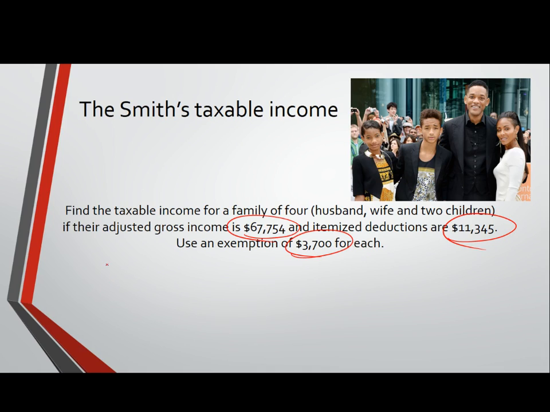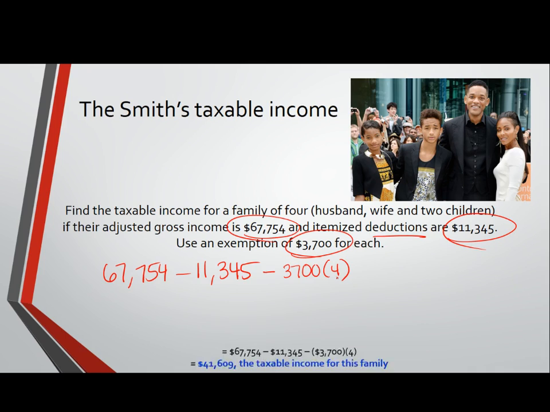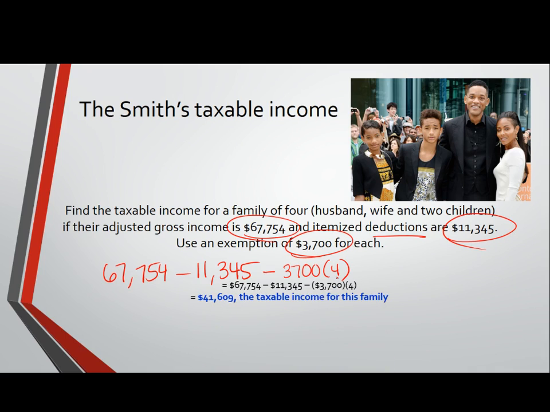So basically all you're going to do is take the adjusted gross income and subtract everything from that. So deductions, you're going to subtract what you can deduct from there. So that's the $11,345. So deduct kind of means subtract. And then everyone has an exemption of $3,700. So that's going to need to get multiplied by 4. So when you do that, you get $41,609. That's the taxable income for this family. So that's what they can tax.